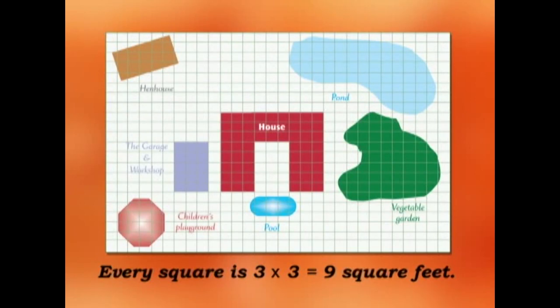We have a hen house, that's a rectangle. We have a pond, that's an irregular shape. We have a vegetable garden, which is even more irregular. The house is an upside down U, and so on. But we've talked about shapes and we've talked about area, so we should be able to find the area of all these different shapes.